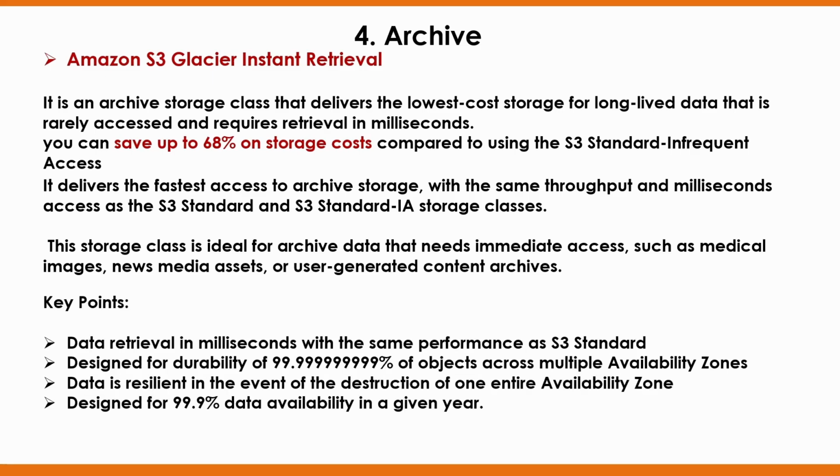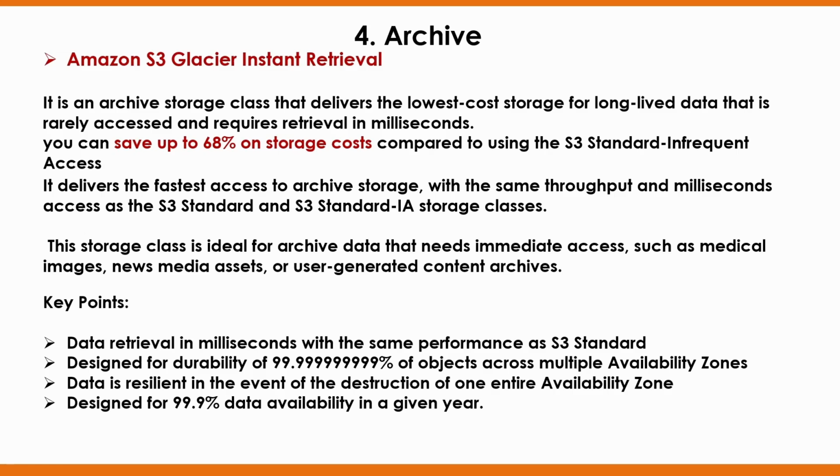Let's see the key points. Data retrieval in milliseconds with the same performance as S3 Standard. Designed for durability of 11 nines of objects across multiple availability zones. Data is resilient in the event of the destruction of one entire availability zone. So our data will be safe because in this particular class, our data will be replicated to other availability zones as well. That is the reason it is AZ resilient. And it is designed for 99.9% data availability in a given year. So this is about the S3 Glacier Instant.